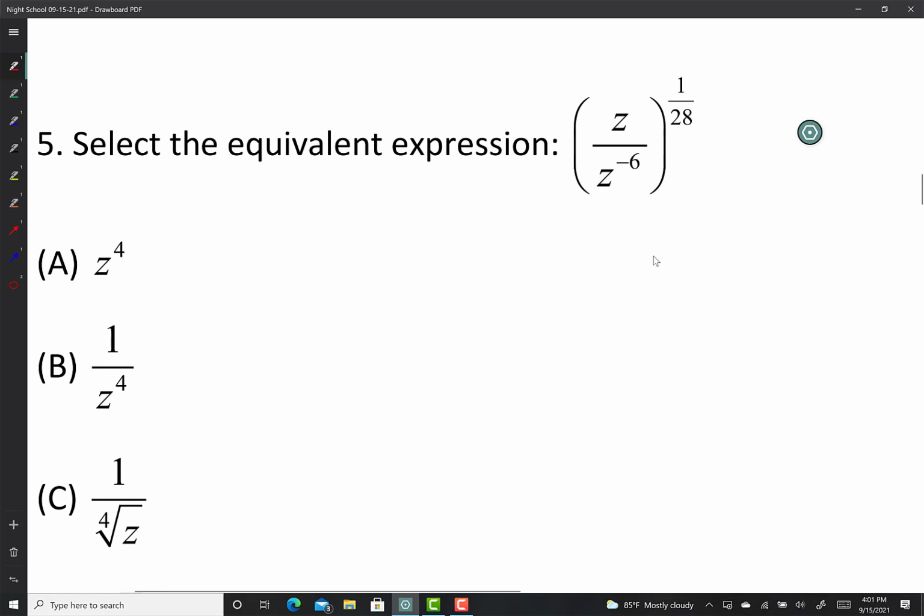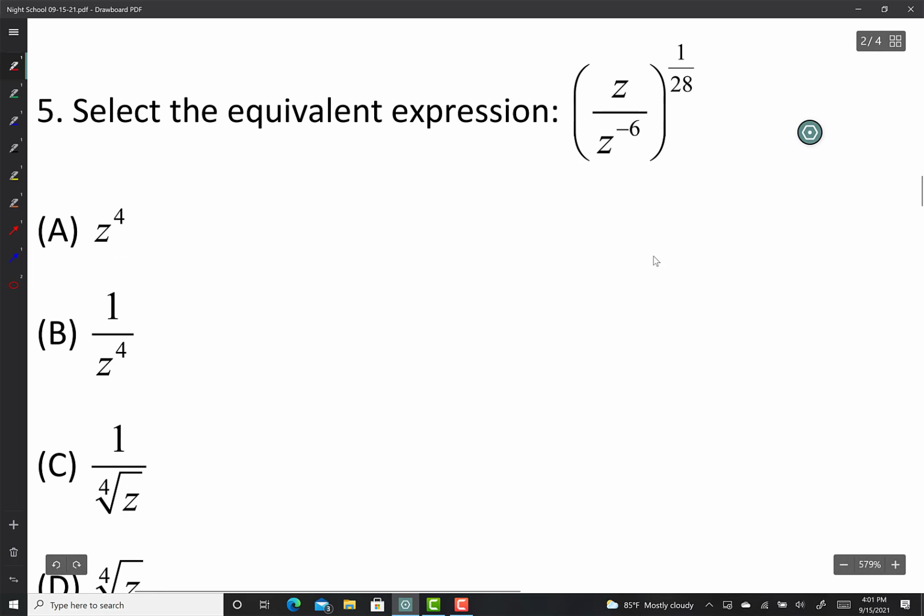This is very common. On the ACT, they give you harder ones, but it's the same deal. So I have z divided by z to the negative 6. Usually, you want to turn it into positive exponents, guys. So side note, 1 over z to the negative 6 is the same thing as z to the 6.